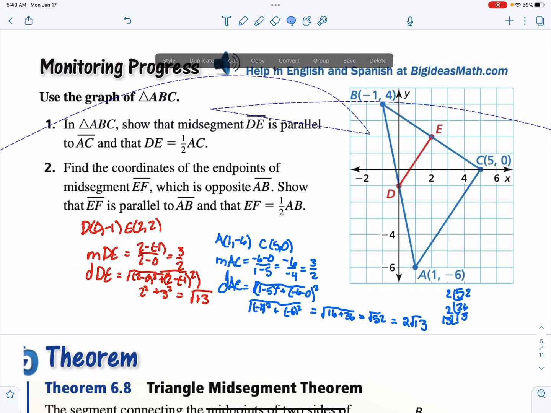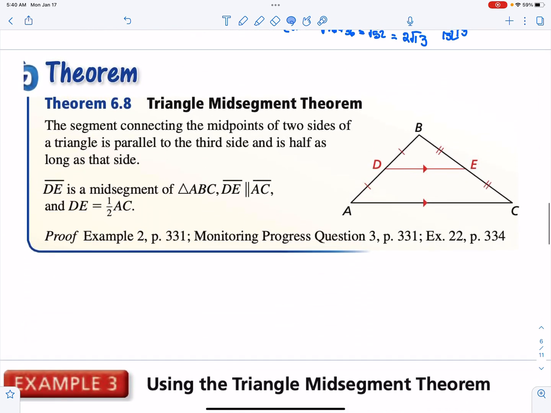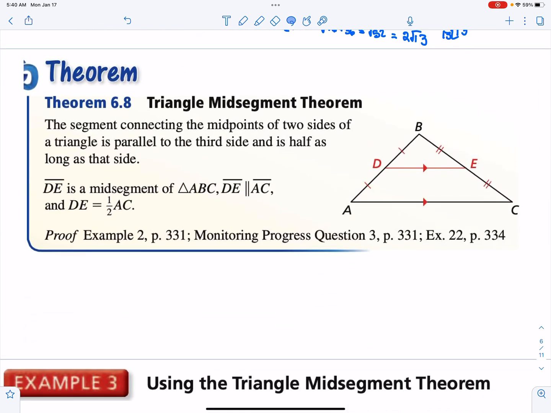Okay, so you can see there, they're parallel. They're both 3/2, and the DE segment is the square root of 13, and the other segment is 2 times the square root of 13 after we simplify. So now in our notes, we are given the fact that any midsegment is going to, 1, be parallel to the base that it's across. So this and this are parallel, and it's half the length forever and ever.